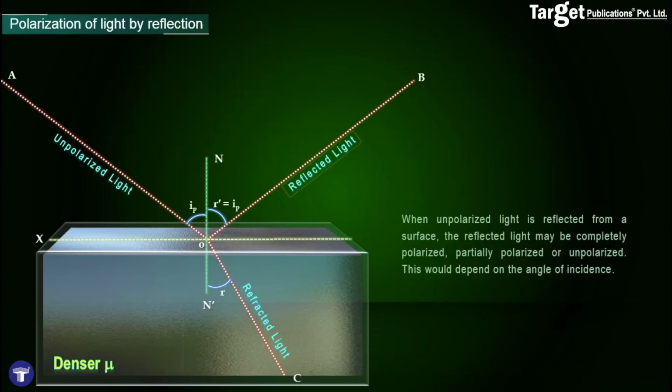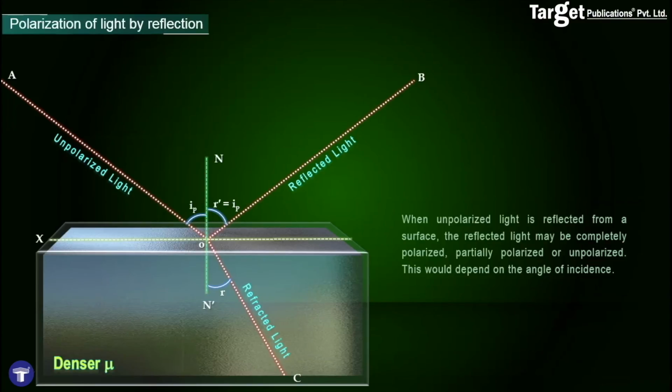So what I'm trying to say is that this reflected light portion is something we can control by changing the angle of incidence. We can't really do anything about the refracted light component, but because the amount of polarization of the reflected light depends on the angle of incidence, we can do something so that the reflected light is completely polarized. In general, the reflected light may be partially polarized, unpolarized, or completely polarized.